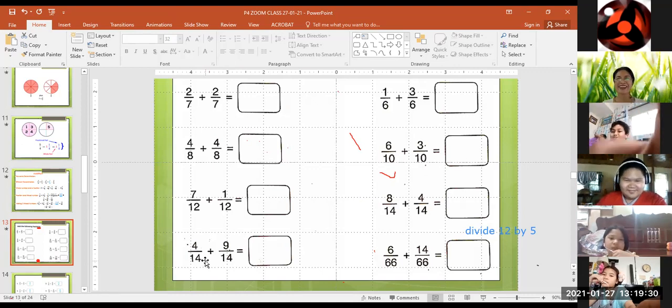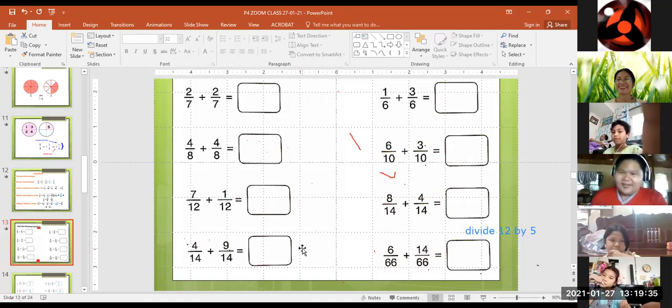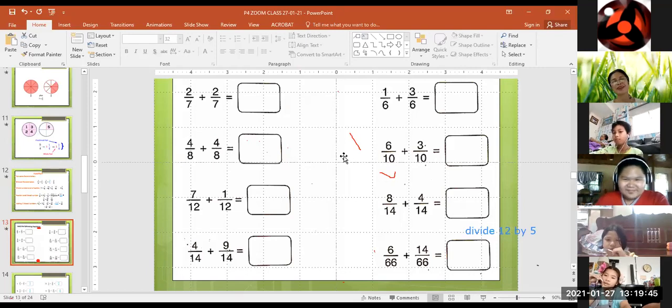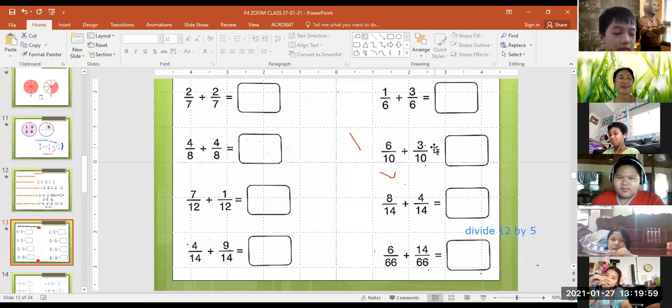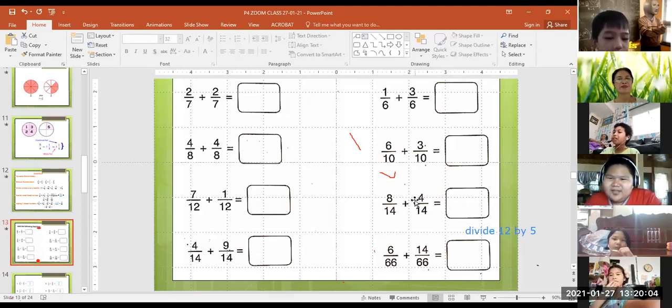4/14 plus 9/14. 13/14. Very good. You see, that's very easy because it is the same denominator. Now let's move to the next one. 1/6 plus 3/6. 4/6. Next, 6 tenths plus 3 tenths. 9/10. Yes, very good. Exactly.